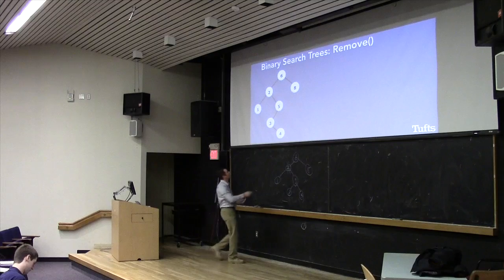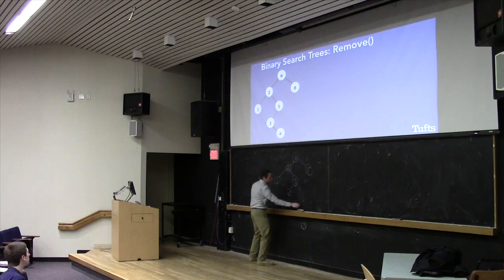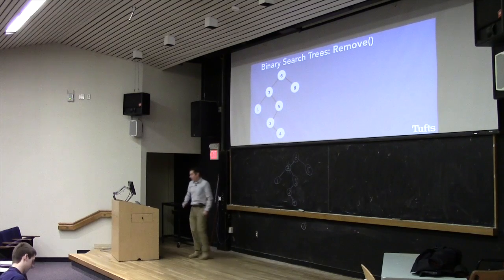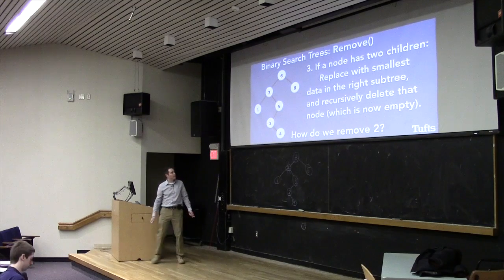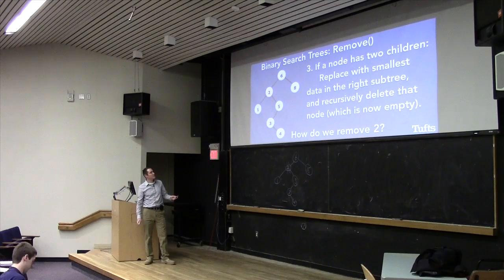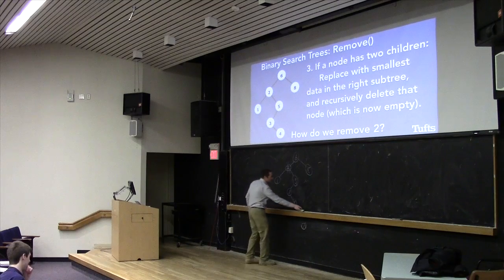There we go, like this. Okay. All right, so we say we replace with the smallest data in the right subtree. Place 2 here. Okay. All right. So that's going to be 3.